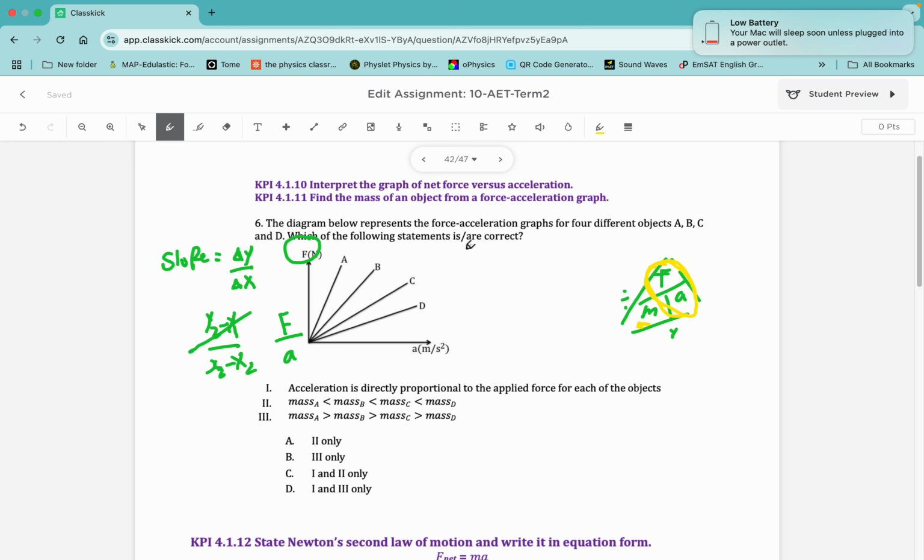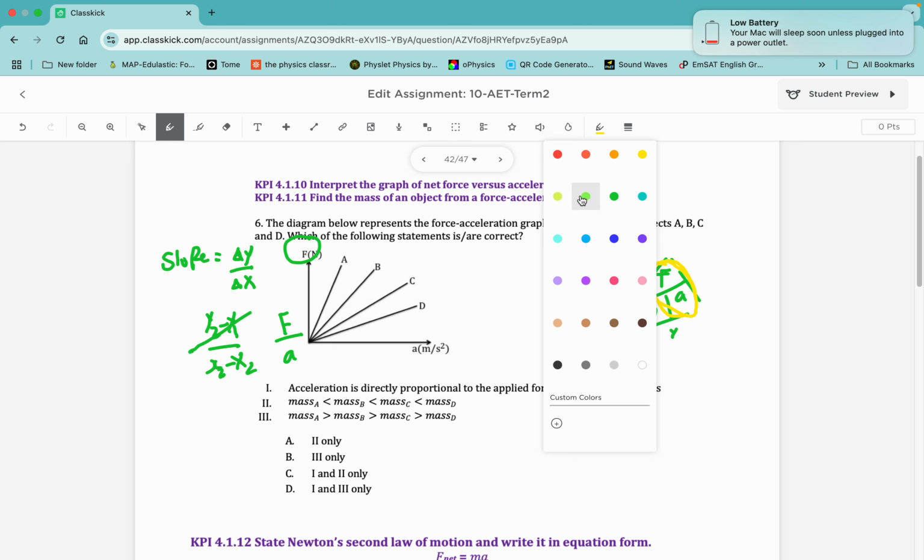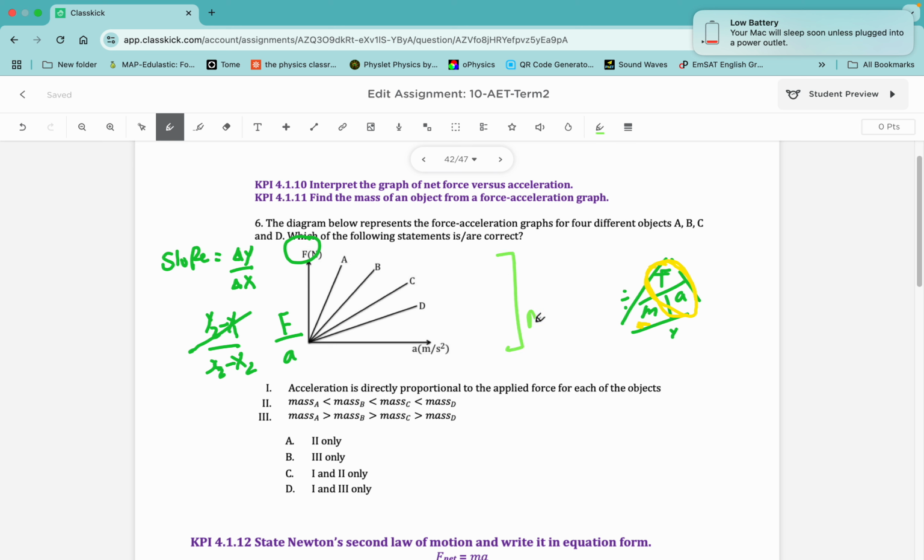So mainly here, the slope represents mass. So we can get information about mass by using this slope. And we know whenever the slope is steeper, this means greater mass. So the greatest mass goes for A. A has the greatest mass and D has the lowest mass, because it is less steep.